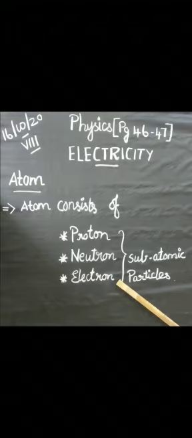So, in electricity, what is the first introduction we can say? Everything we use in our life is made up of some elements, and each element is made up of atoms. It is the smallest unit.